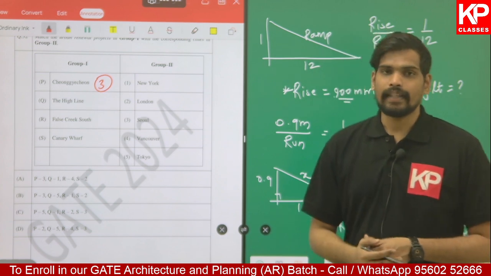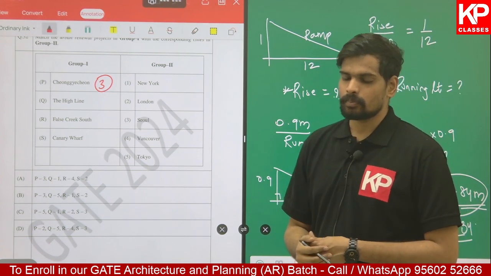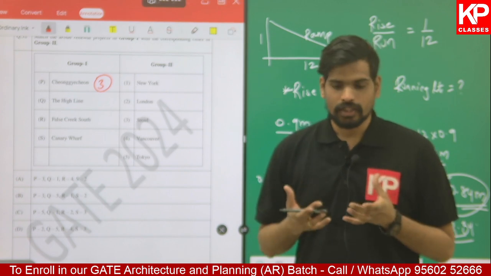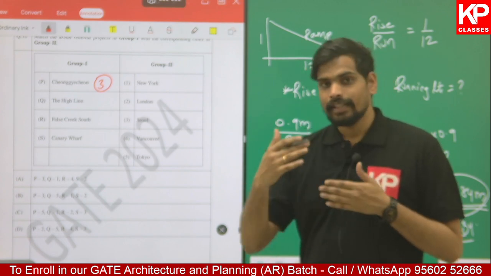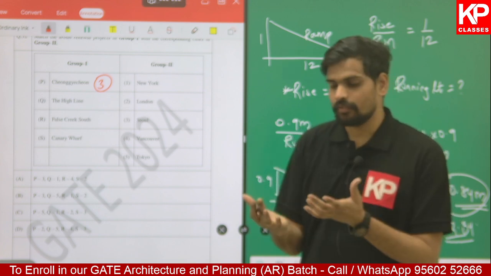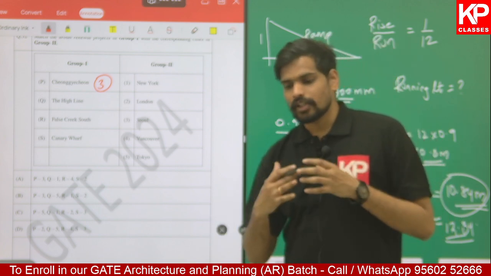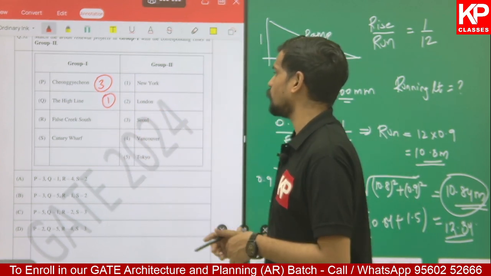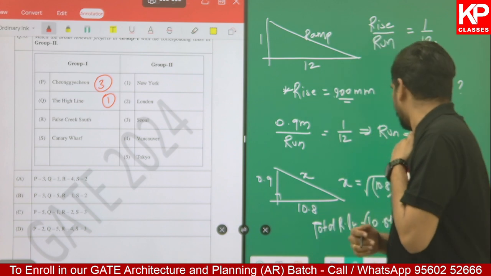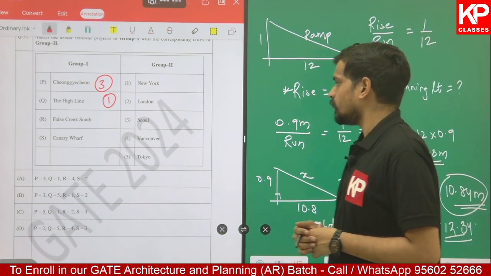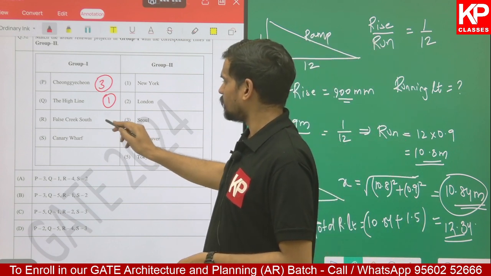Then you have the High Line. High Line is an urban renewal project of New York, where an abandoned elevated railway line has been redeveloped, or urban design was done, to function as a linear garden. So the High Line is a feature of New York City. Excuse me. False Creek South is an urban renewal project of Vancouver in Canada.